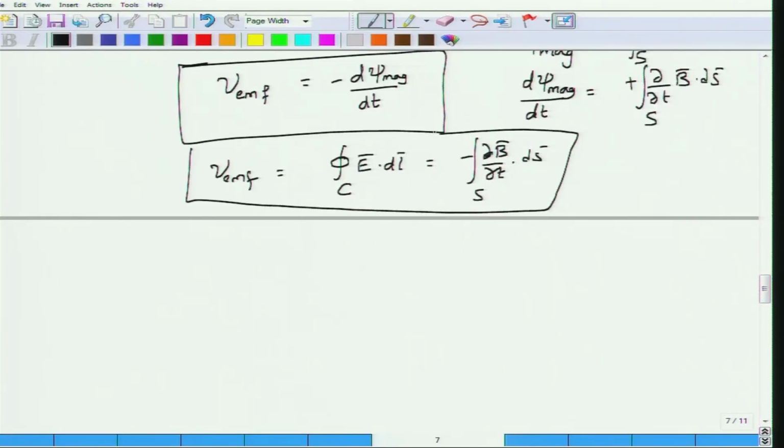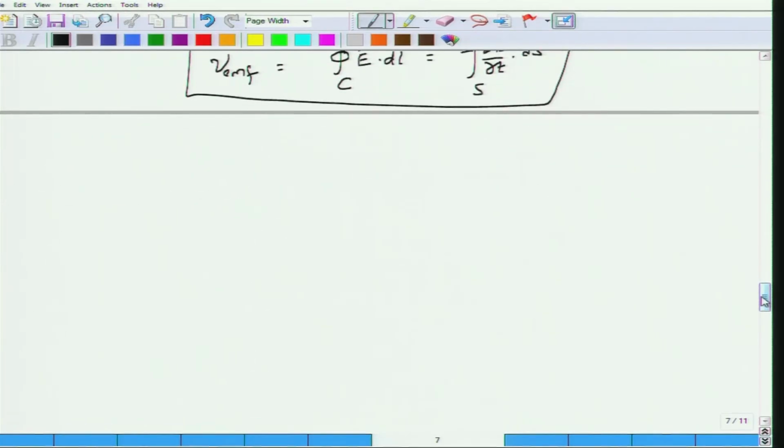You have a line integral of the electric field, and that line integral, which forms the EMF, must be equal to the time rate of change of magnetic flux linked with the circuit. Before we discuss other aspects of this, let us look at some examples of Faraday's law. Let us understand what directions to choose and what we need to do.